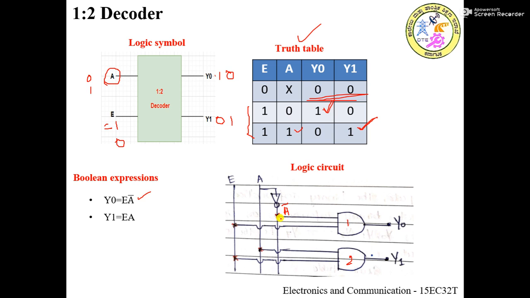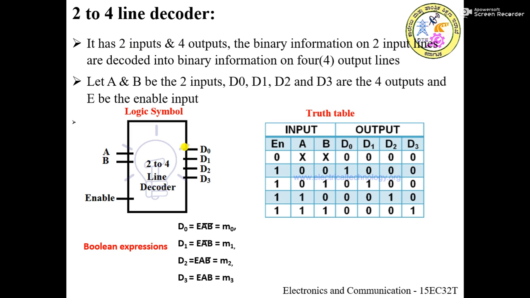The star mark indicates the connection. A bar is connected here, and E is again one more input for the first AND gate. So Y0 will become E into A bar. Similarly for Y1, you can see there is a connection made for the A input line as well as E here. This is nothing but the product of A into E, which is nothing but Y1. So this is about the 1:2 decoder.